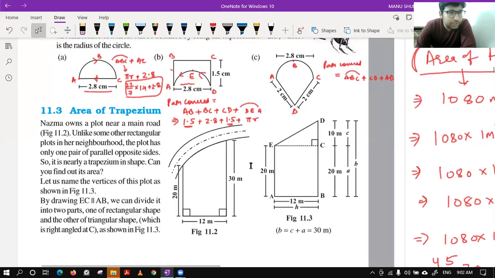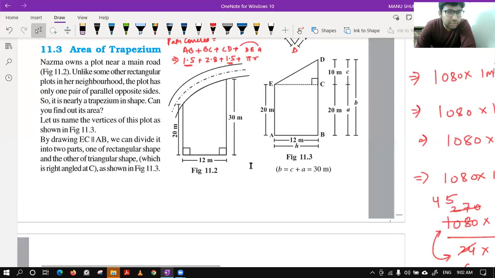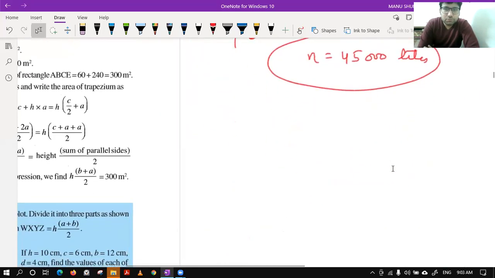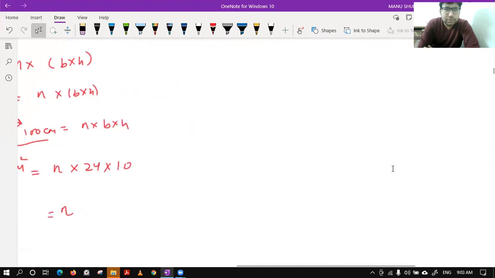The next concept is area of trapezium. Have you done this concept trapezium already? Please tell. Have you done the concept of trapezium? Its area. Have you done? No, we have not done. Okay. Let's see. I think we have done trapezium also, but let's see.